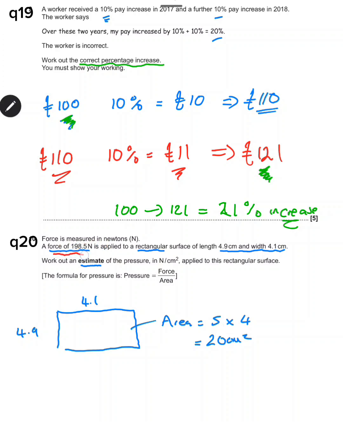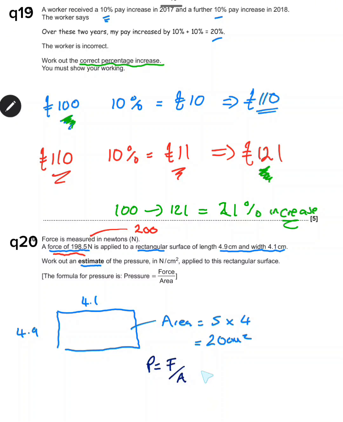For the force, we're not going to use 198, we're going to estimate and use 200. Again, use really nice numbers when estimating. All we need to do now is work out the pressure, which is force over area, which is 200 over 20. Take a 0 off, 20 divided by 2 is 10, and it would be newtons per centimetre squared.